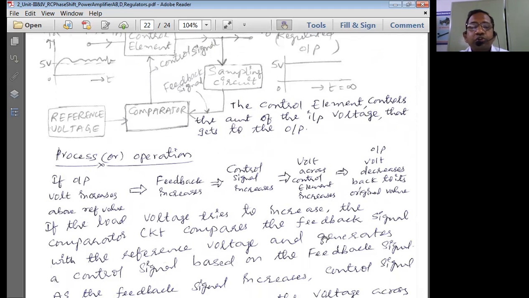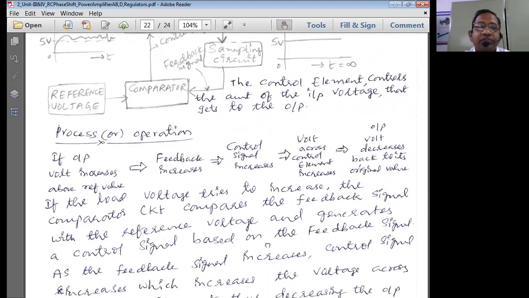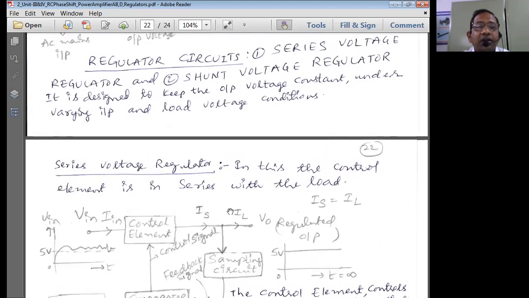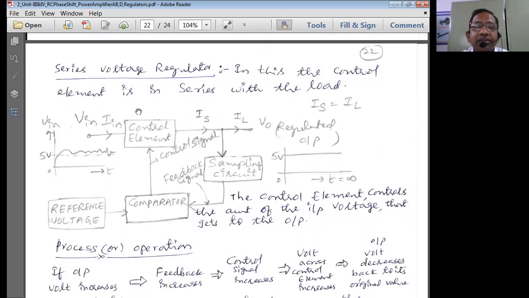Now, I've already explained the operations. These five points, you should explain clearly in the examination. If any question is asked on regulators, whether a series voltage regulator or a shunt voltage regulator, you should compulsorily draw the basic block diagram of the regulator. If it is specific about a particular regulator like the transistorized series regulator, then you have to draw the transistorized series regulator and explain its operation also. Then only your discussion becomes complete in the exam.